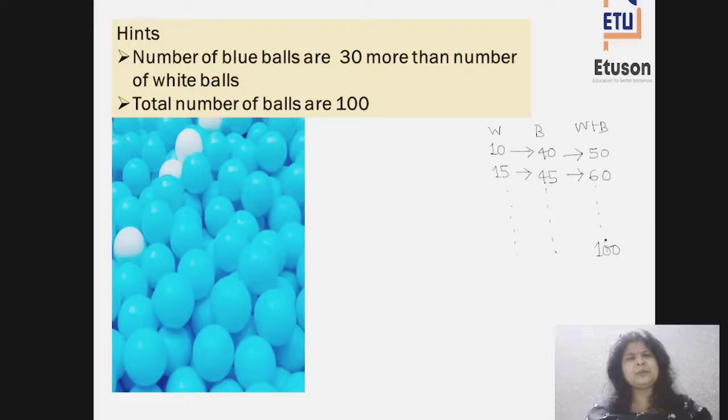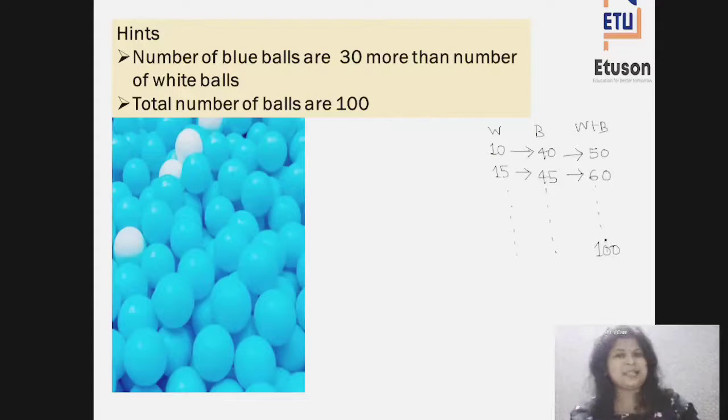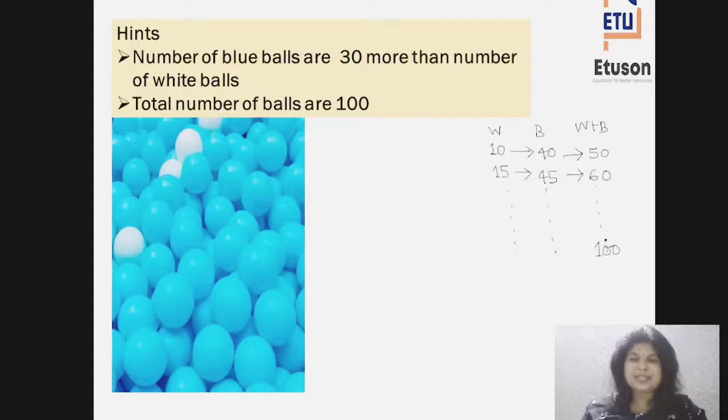So instead of doing all this tedious process, what we can do is implement the concept of linear equation in one variable to solve this problem. Correct or not? So let us solve these two realistic problems using our linear equation in one variable. Okay, children.